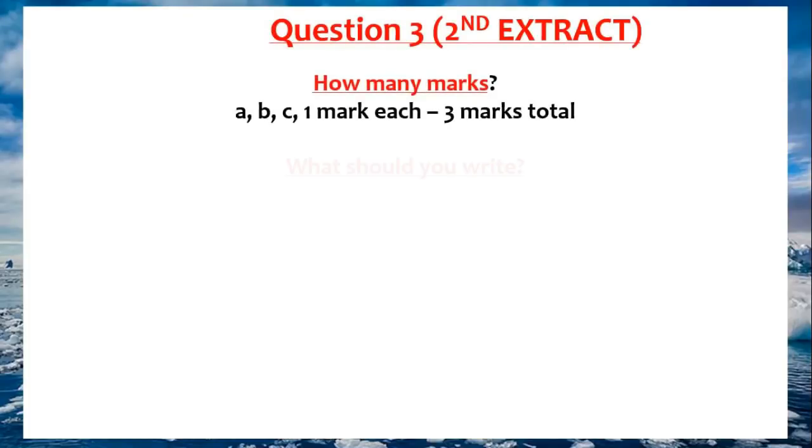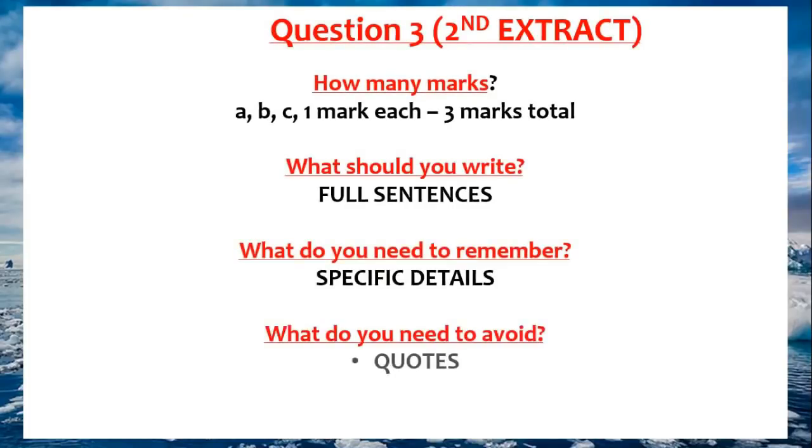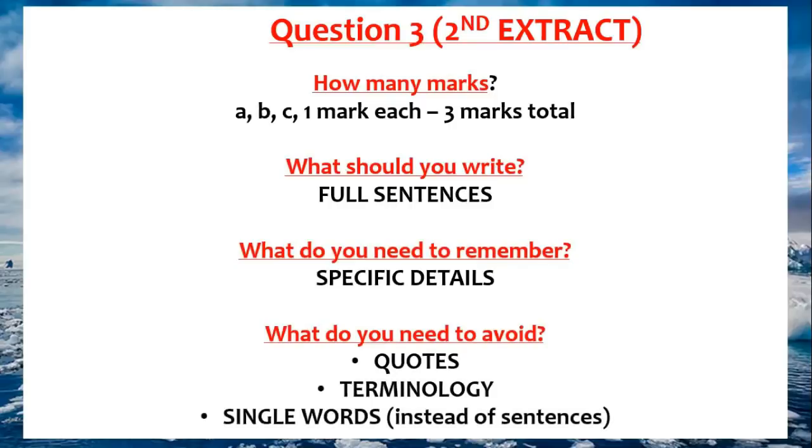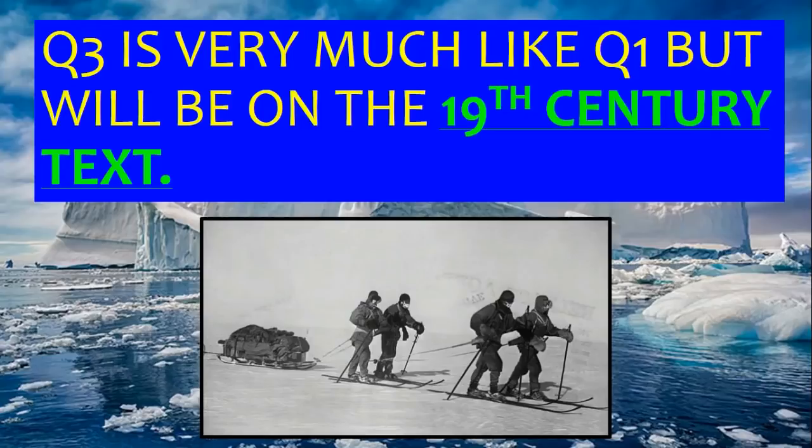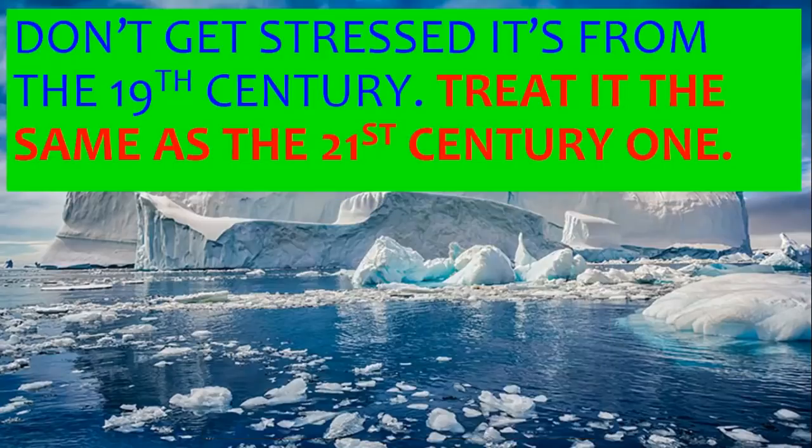So question 3, the only difference between question 3 and question 1 is basically the different text. So question 3 again is retrieval, so it's exactly the same as the second one. The only difference is you're looking at the 19th century text now. So there it is, question 3. So question 3 is very much like question 1, but will be on the 19th century text like I just said. Important is, don't get stressed out.